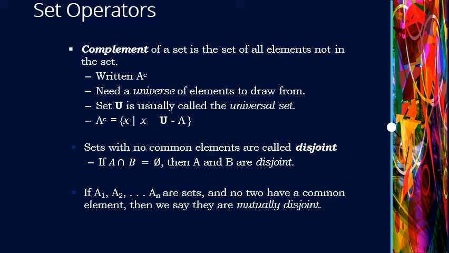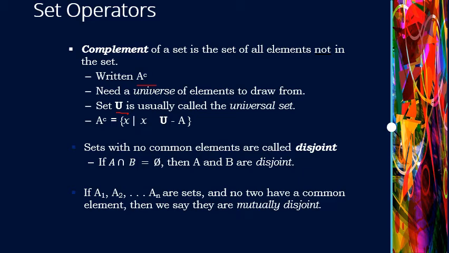Next nga set operators, we have complement. Complement of a set is a set of all elements not in this set. So, for example, it is written as A complement, small letter c nga naka-exponent or pwede man nga apostrophe ang nakabutang. So, need a universe of elements to draw from. Set U is usually called the universal set. So, represented na siya per universal set kalamanan by letter U.